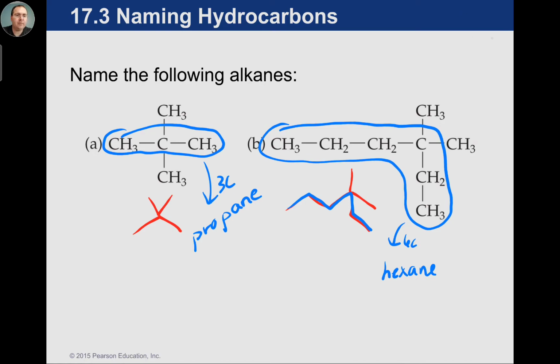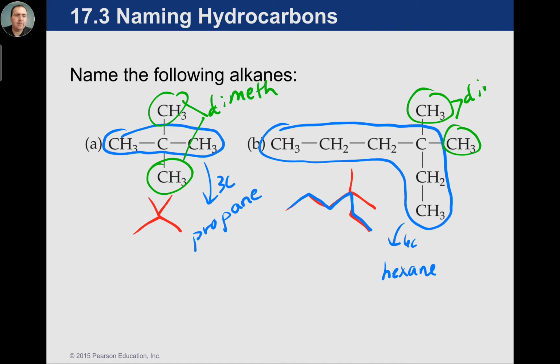Notice in these branches we have 2 of the same branch. We have this branch being like this branch. That would be a di group. Just like over here we have 2 of the same. That would be a di group. Then we realize that they're only 1 carbon long, so we use dimeth. And then we realize that they're attached to something longer, so dimethyl. So both of these are dimethyl, in this case propane, or a dimethyl hexane.